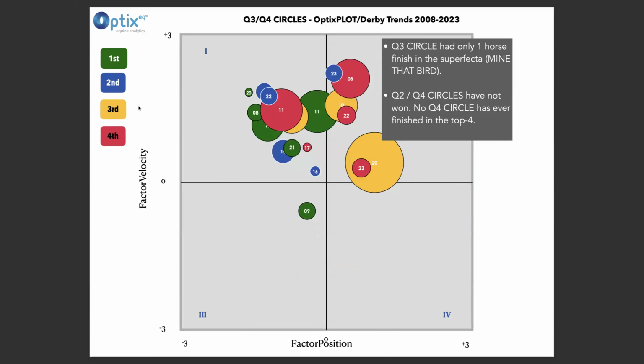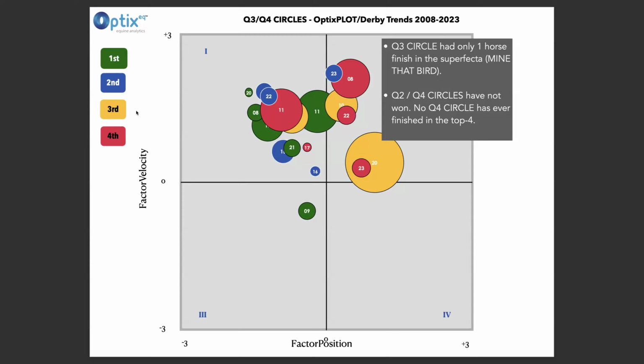The third point is that Q3 and Q4 circles basically don't have a chance. We had that one horse in 2009, Mind That Bird, who won, and I think most of us would say that race was just kind of an outlier. So especially when you're trying to bet horses underneath, if they're a circle and they're in quadrant 3 and 4, they're essentially a toss.